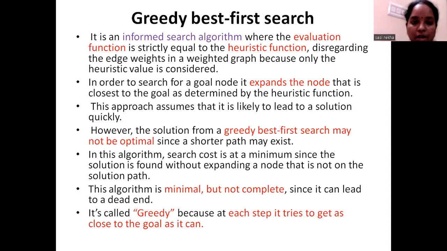So for calculating the greedy best first search algorithm, we are given the edge weights. We have to take the weighted graph, which is given with edge weights. We have to calculate the heuristic value for each and every vertex in the given graph. Okay. In order to proceed with the search to reach the goal node, we have to expand the node that is closest to the goal as determined by the heuristic function.